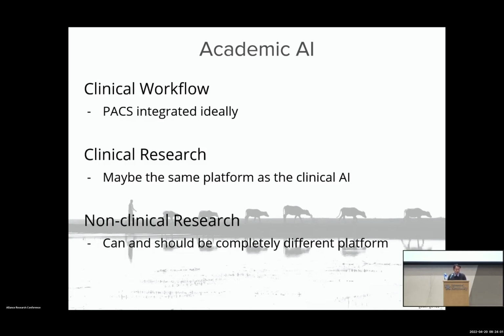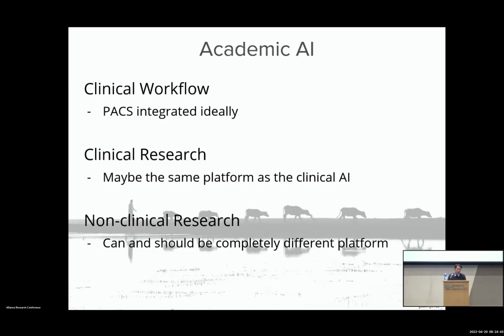The second area would be clinical research. Let's say you have researchers, like Dr. Wang, right, or like Cody, who are doing research, and they want a way to test out their AI in a clinical scenario, right? So in this case, you might have a separate infrastructure for this kind of AI, but it needs to be able to plug into the PACS or the clinical workflow, right? So I put that separate. Sometimes the first two categories can play nicely together, but not always.